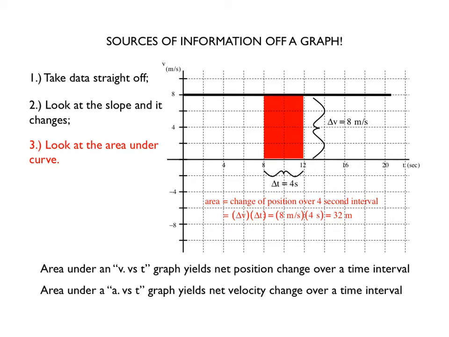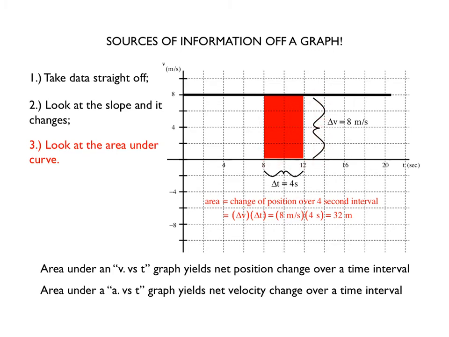I'm going to pick a 4-second interval. Any old 4-second interval will do. I just happen to pick this particular one right here, and I'd like to look to see what the area under our function is over that interval. This is looking like a rectangle. Area of a rectangle is the height times the width.